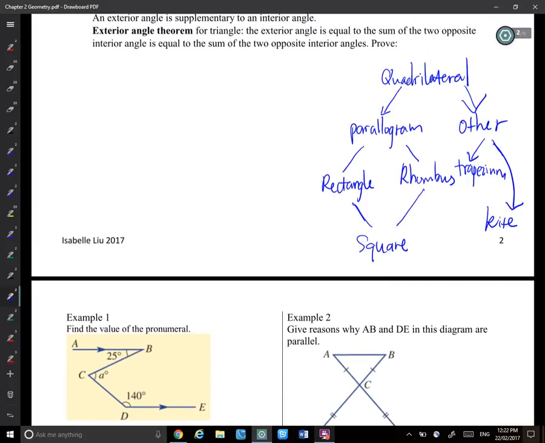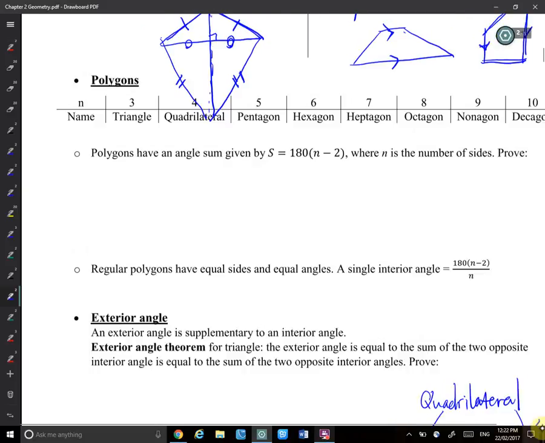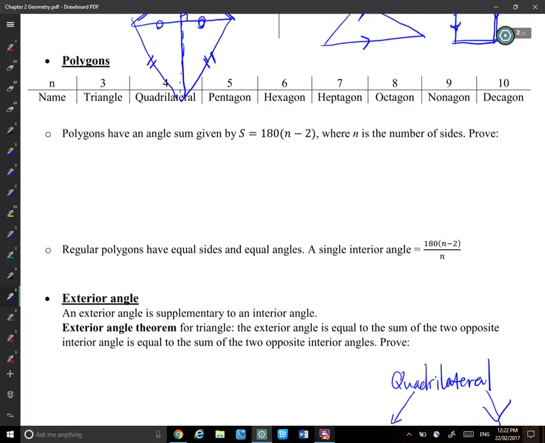All right, let's have a look at this one. The next one is polygons. We have polygons, classified by how many sides. If you have 3 sides, that's a triangle. If it's 4 sides, we said that's a quadrilateral.